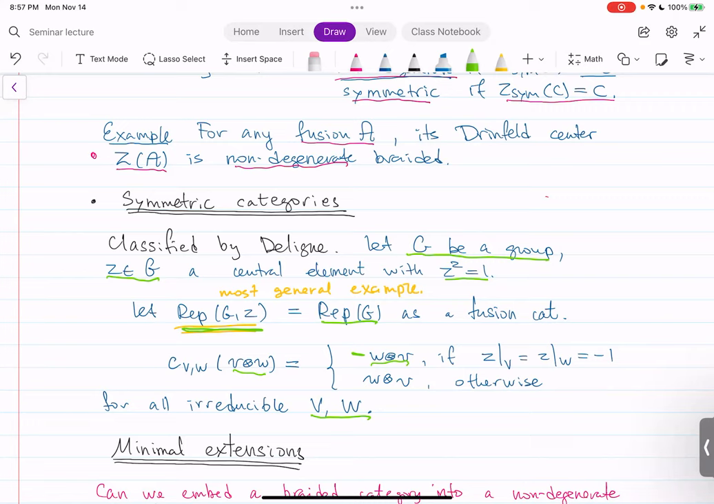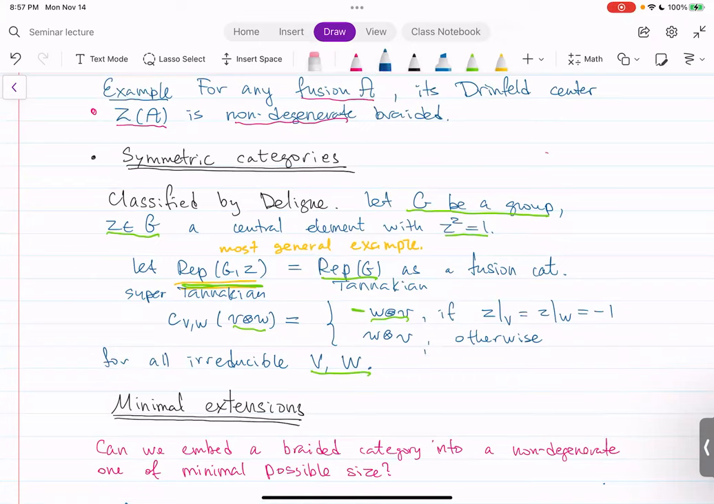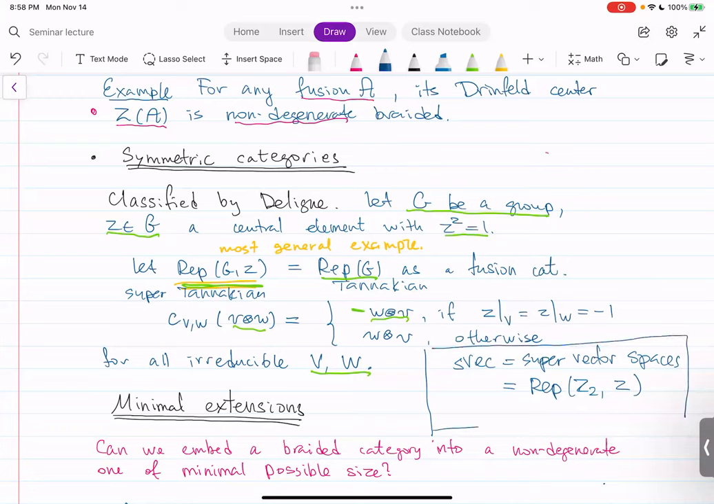So the terminology is that such a category Rep G is called Tannakian, and Rep(G, z) for non-trivial z is called super Tannakian. I think here it would be good to mention the simplest example: the category of super vector spaces. It is of course a symmetric category, and it is the representations of Z2, where z is the non-trivial element of order two in this group. So that's the simplest example of a super Tannakian category.